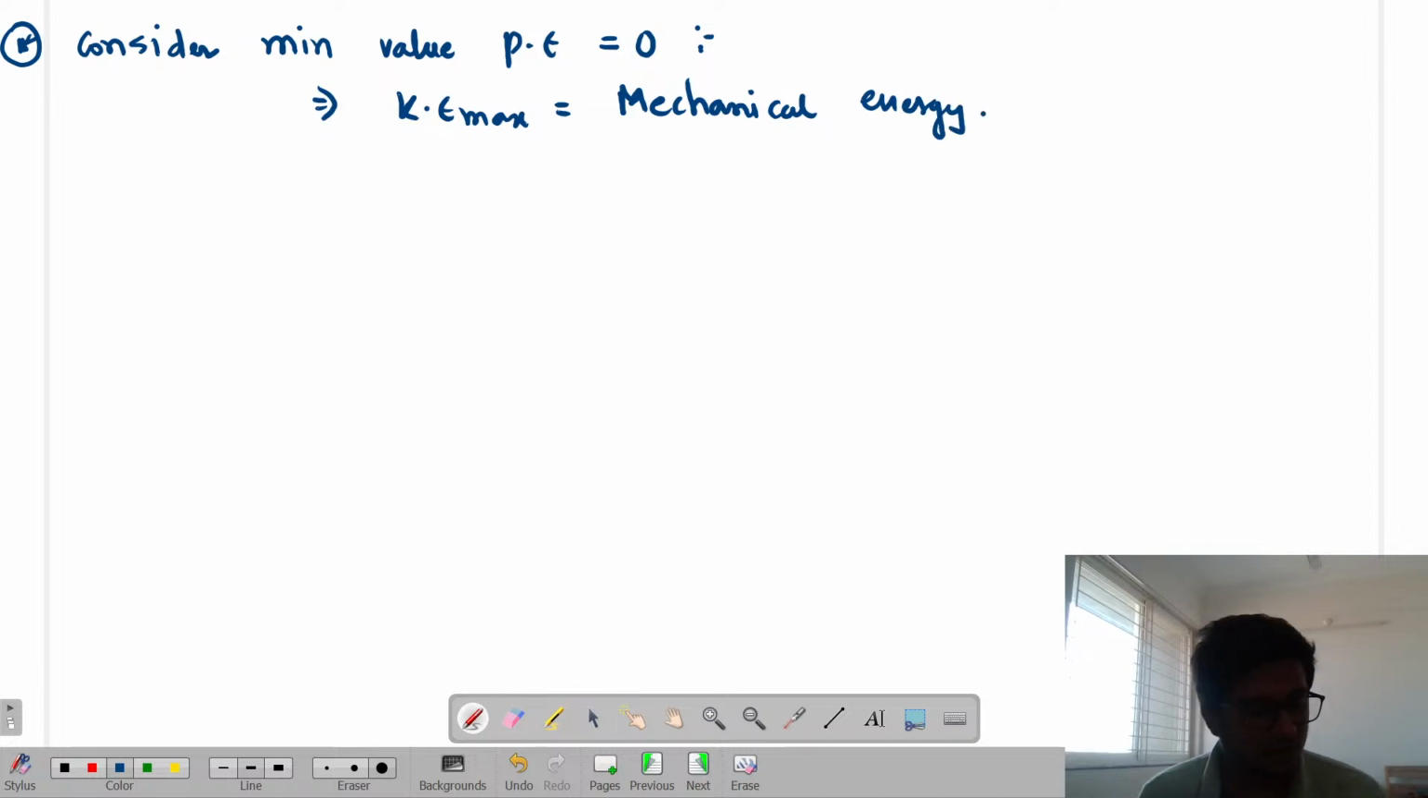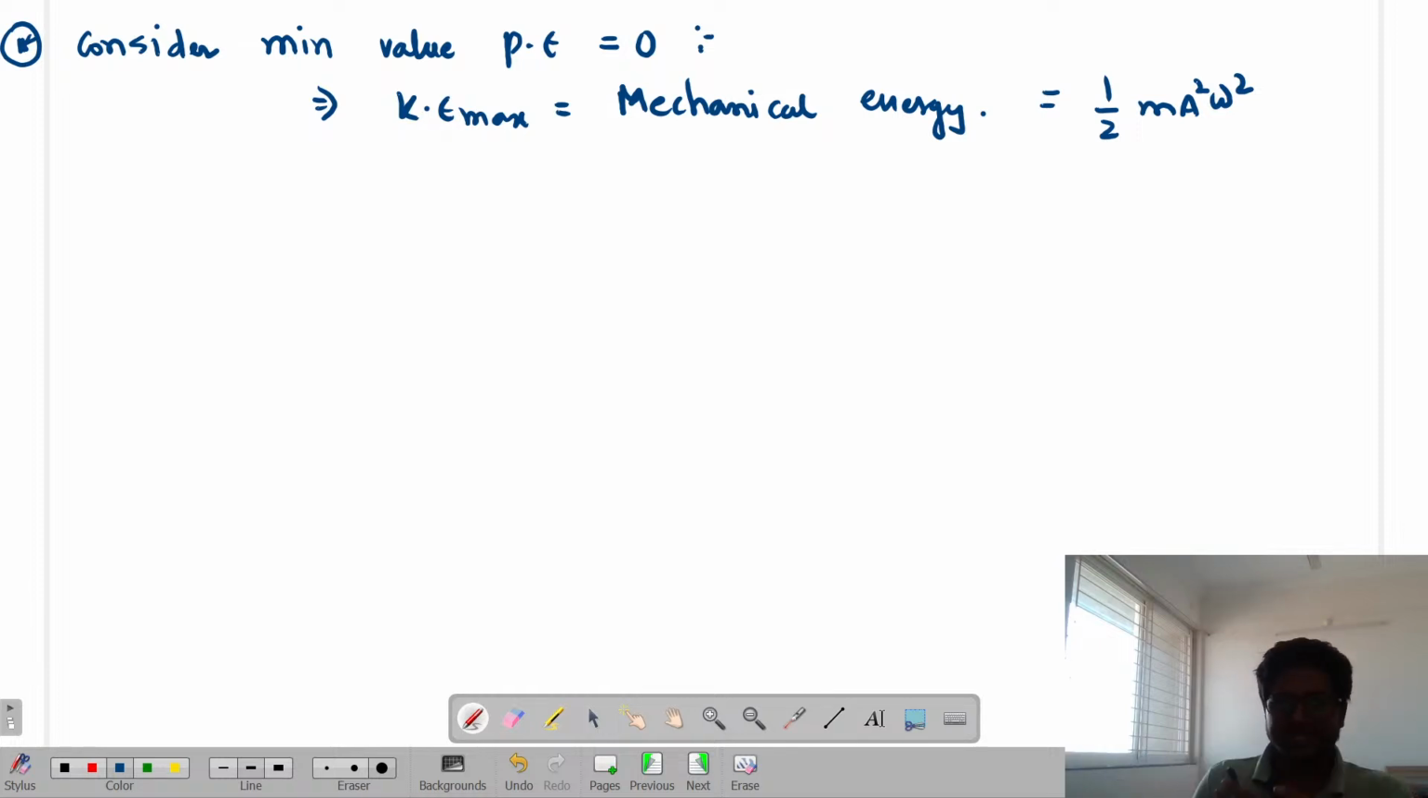So whenever your potential energy becomes 0, try to understand that the maximum value of kinetic energy is basically my mechanical energy, which becomes half m a square omega square. Is that clear or not? So whenever the potential energy becomes 0, you have the kinetic energy as maximum. When the kinetic energy becomes 0, you have the potential energy as maximum.